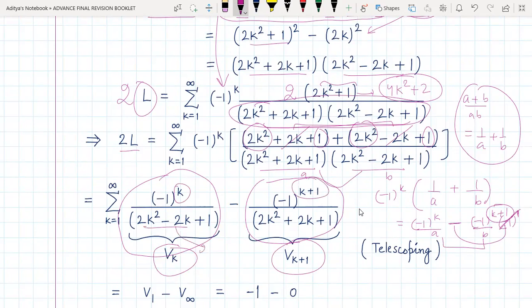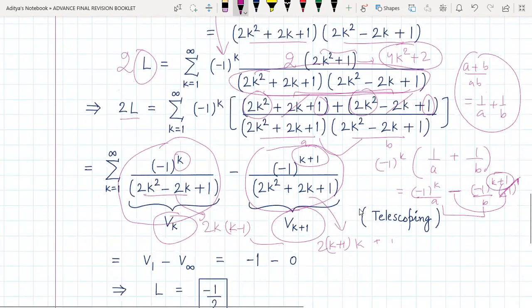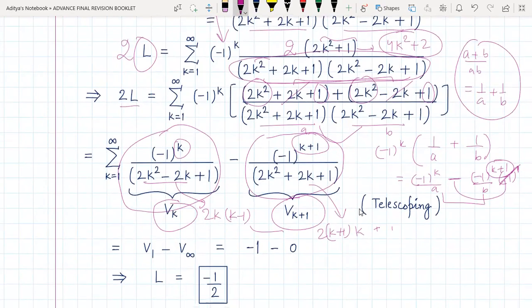This also you can write as 2k into (k minus 1). So if you replace k by k plus 1, it should have become 2(k plus 1) into (k plus 1 minus 1), which will be k. And that is exactly the term here also. Okay, so that's the reason why these are terms that will make the series telescope. And when you find the telescoping sum, all terms will be cancelled except v_1 minus v_infinity.